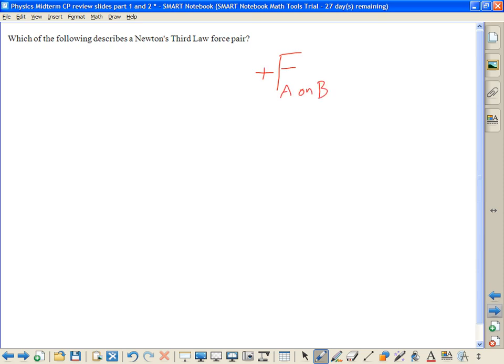But we remember that the force of A on B, if there is a force of A on B, there's a force of B on A of equal strength in the opposite direction. So it can't hurt to remind ourselves of that. What kind of choices might we get for our A, B, C, D, E?